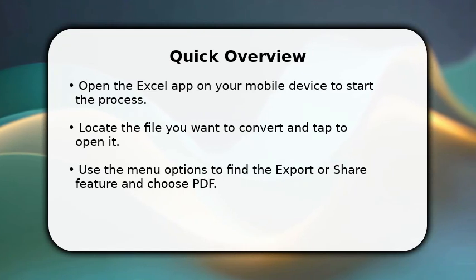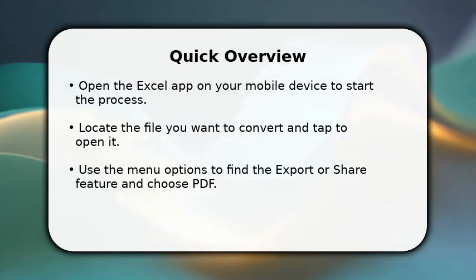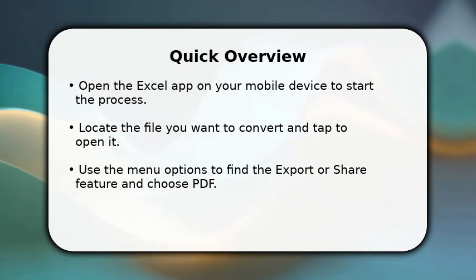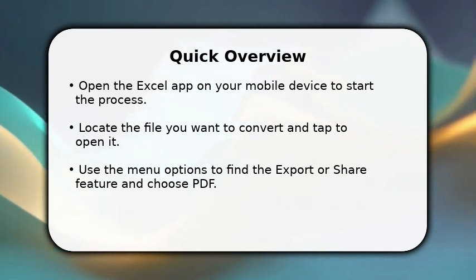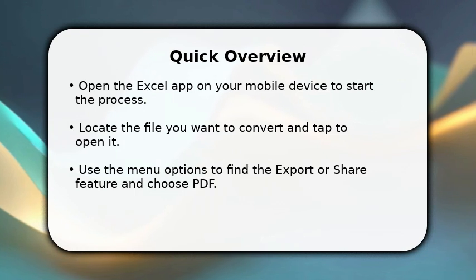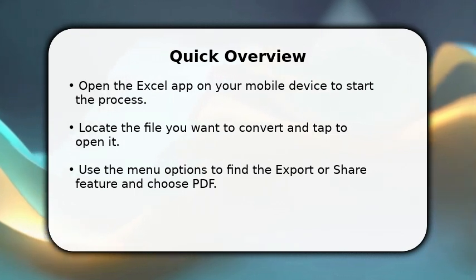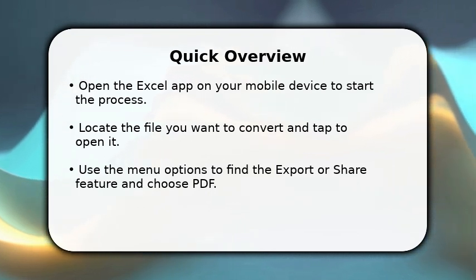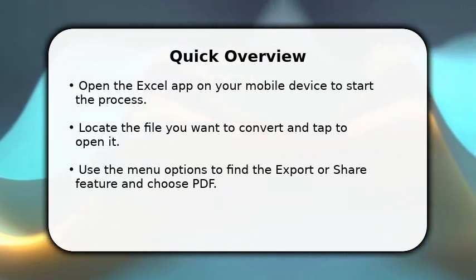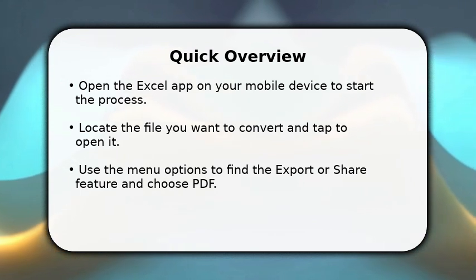In this video, I will show how to convert Excel to PDF on mobile. Open the Excel app, tap the file, then choose Export or Share and select PDF as the format. Adjust page size, orientation, and scaling to fit content before exporting. Save to your device or cloud, then verify the PDF pages and formatting quickly. These steps keep your workflow smooth and consistent on any phone.